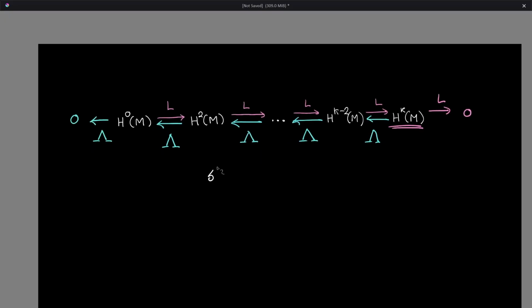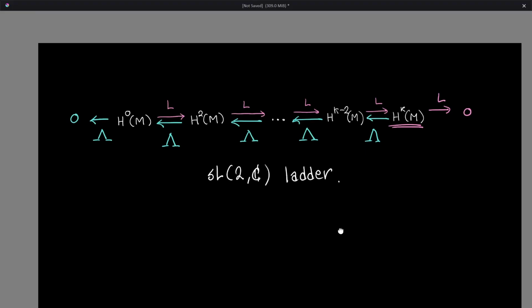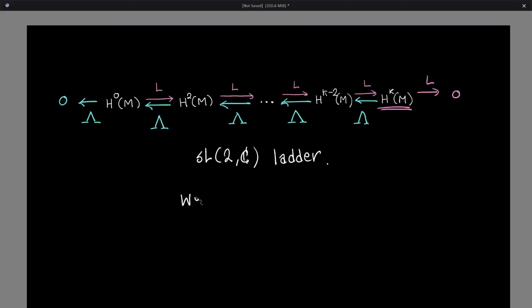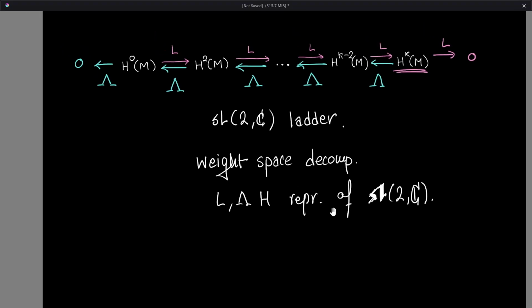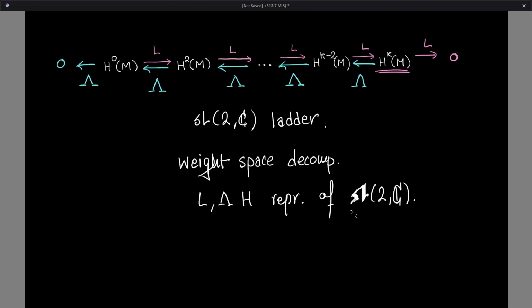This is called, in physics at least, the SL2C ladder. And in math, this would be called a weight space decomposition of this representation, of the L, Λ, H representation of SL2C. This SL2C is supposed to be in this fancy fractal font. I can't really write it that way, but you'll have to imagine that it's this very angular font, SL2C. So that's really interesting that we get a representation of SL2C.